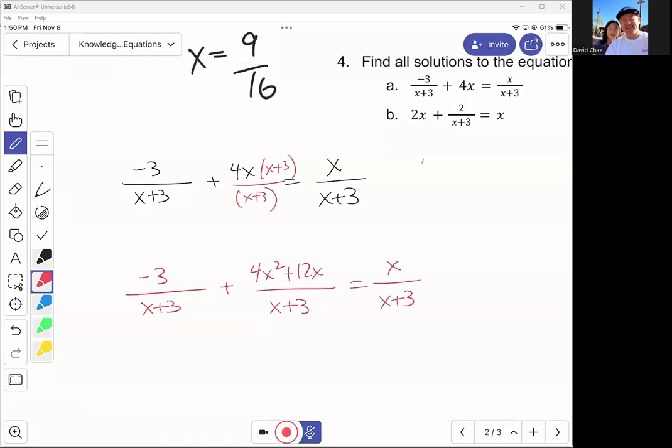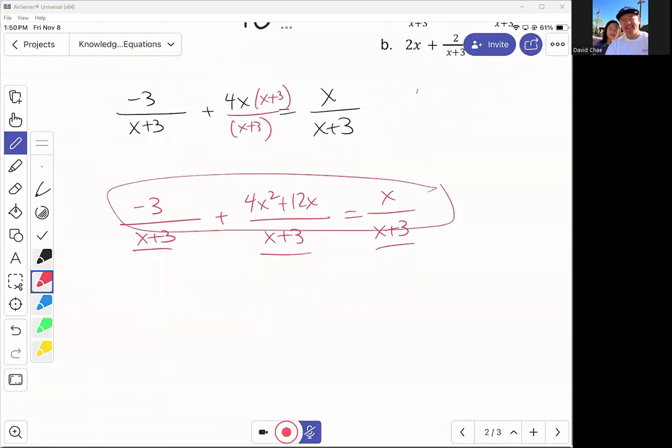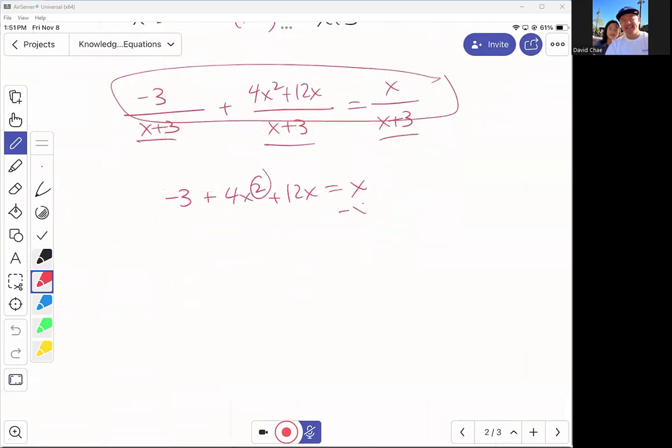Now remember what I said about the denominator. Once it's all equal, you can just focus on the numerator. So it becomes -3 plus 4x squared plus 12x equals x. And then notice that there's a quadratic, so you make everything equal to 0. So you subtract the x from both sides. So it becomes 4x squared, and I'm going to put it in descending order, plus 11x minus 3 is equal to 0.